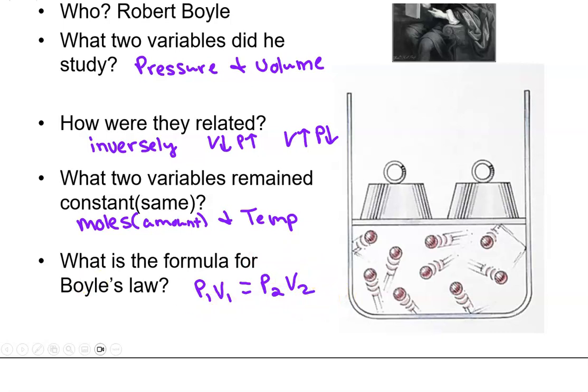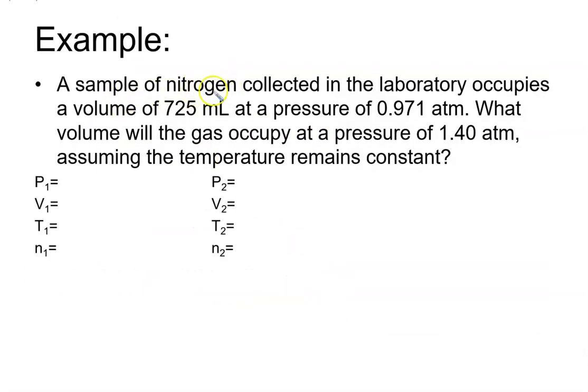So let's do an example. It says a sample of nitrogen collected in a laboratory occupies a volume, so we know the volume, at a pressure of 0.971 atmospheres. And what volume will the gas occupy if we change the pressure? So you see we're only making one change this time, and we're increasing the pressure. You can see the pressure has gone up. So we would expect the volume to go down.